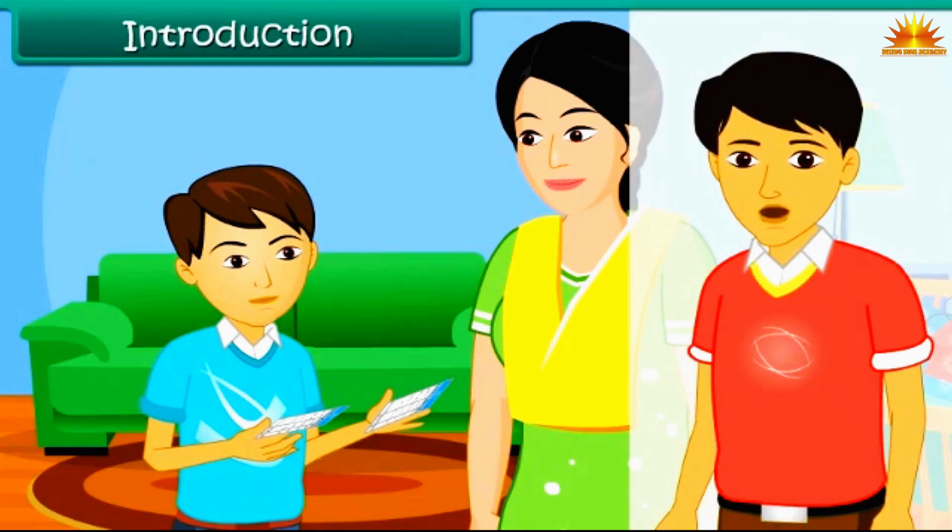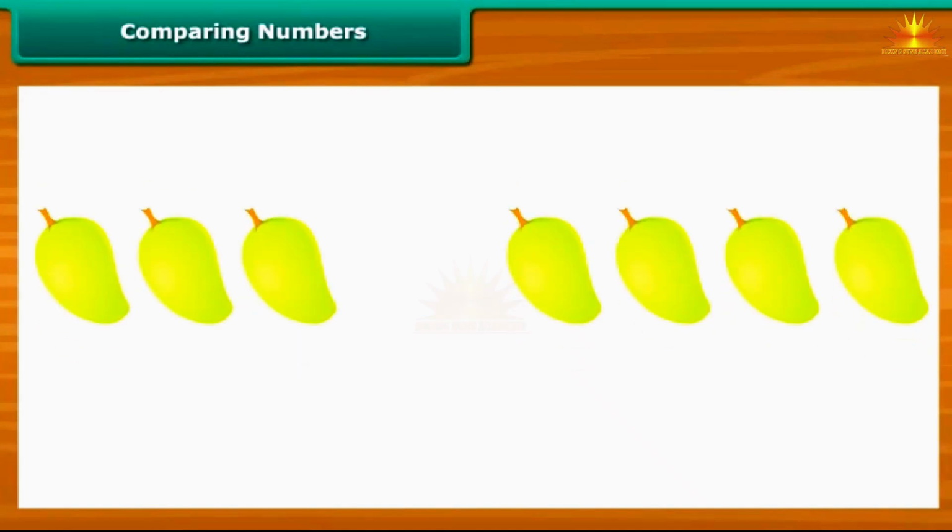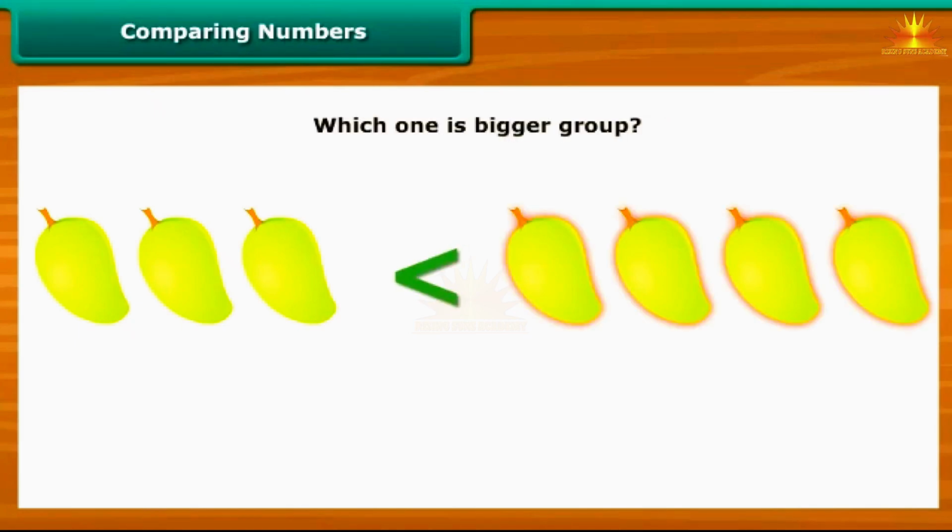It was because he learned about large numbers. Come, we too will learn about numbers. Comparing numbers. A collection or group of numbers can be compared with each other. On comparing the numbers, we can tell which group is large.